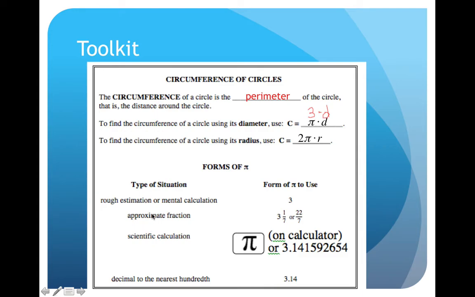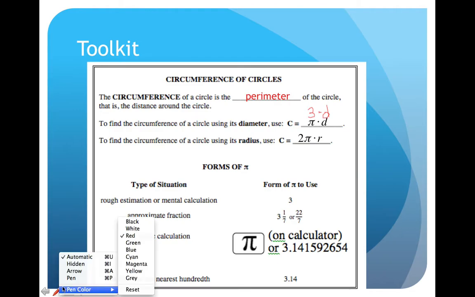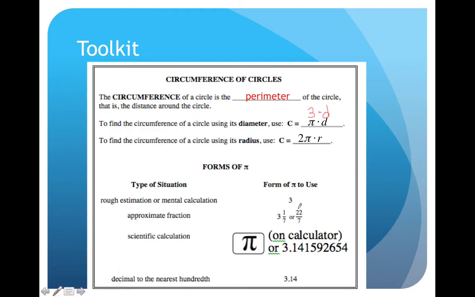As I said before, there's different situations when you may use different forms of pi. So for a rough estimation or a mental calculation, if you were going to do it quick, you could just multiply by 3. You could also, if you were using fractions, use 3 1/7, or most times I see it as 22/7. Either one would be correct.